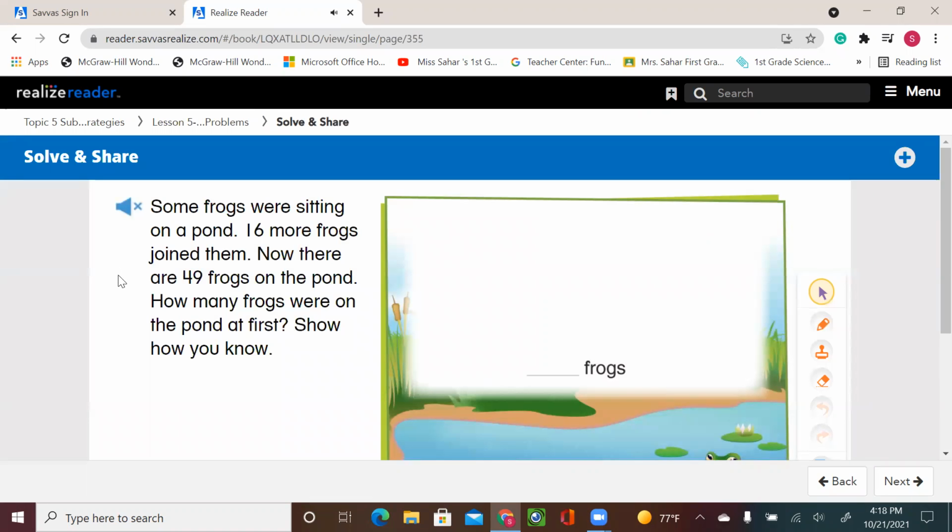Some frogs were sitting on a pond. 16 more frogs joined them. Now there are 49 frogs on the pond. How many frogs were on the pond at first? Show how you know. So some frogs were sitting on a pond. I don't know how many. 16 more joined them. So whatever was there before, 16 joined them. Now the total is 49. So I need to find how many were there before, when 16 frogs joined and the total is 49.